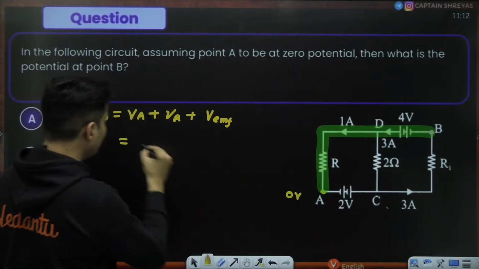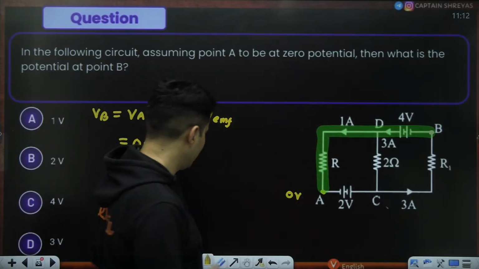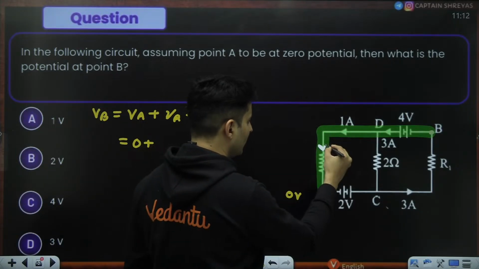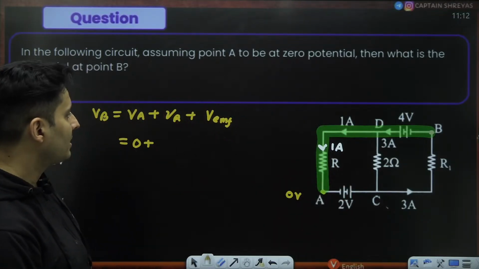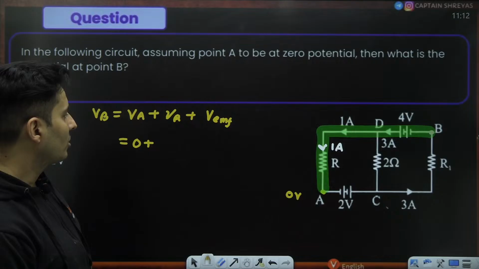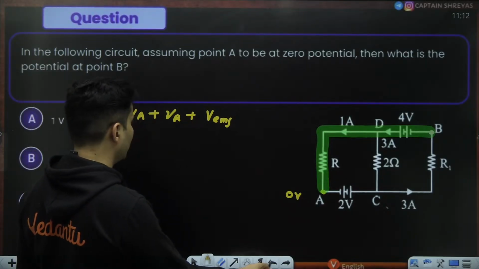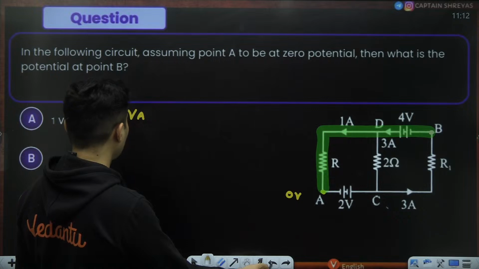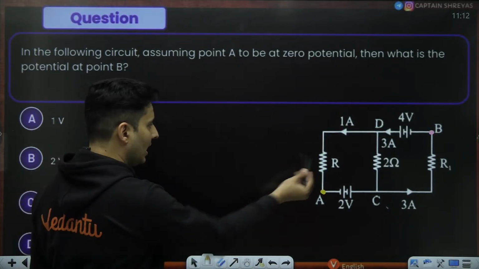So what is VA? VA is 0. Voltage drop across that resistance. Current is going in this particular manner. Can you see that? Current is going 1 ampere. Resistance is not given to me. Oh, so we cannot do it like that. Okay, so skip, guys. No point doing it like this. So we have to think of some other way because R is not known.